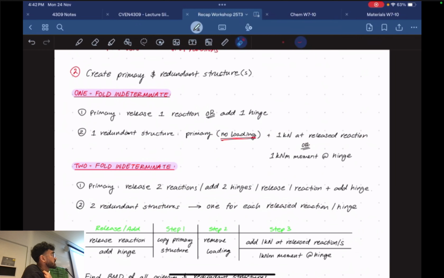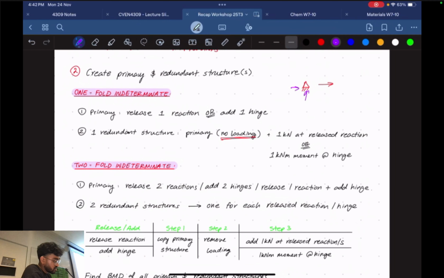So if you release the reaction at the pin support, for example, so if you have a pin support and you've released one of the reactions, let's say you've released your horizontal reaction and made it into a roller, for your redundant structure, you're going to have to make sure you add that 1 kilonewton back.